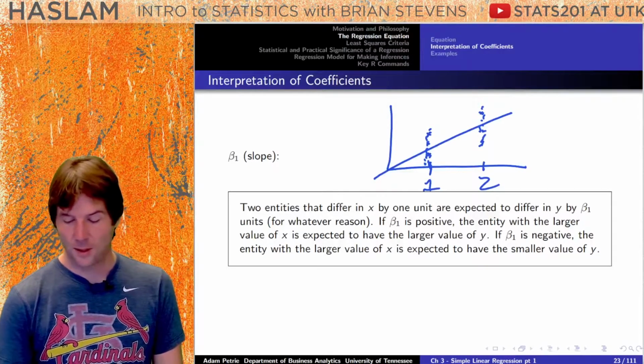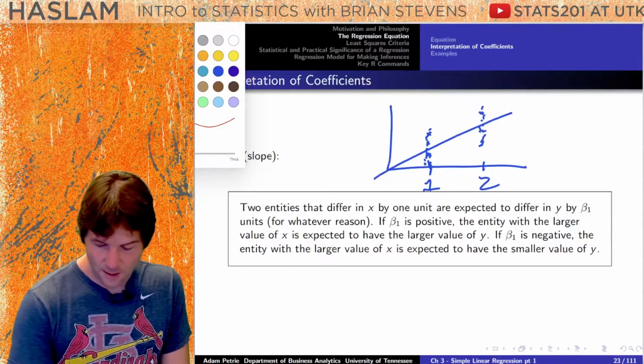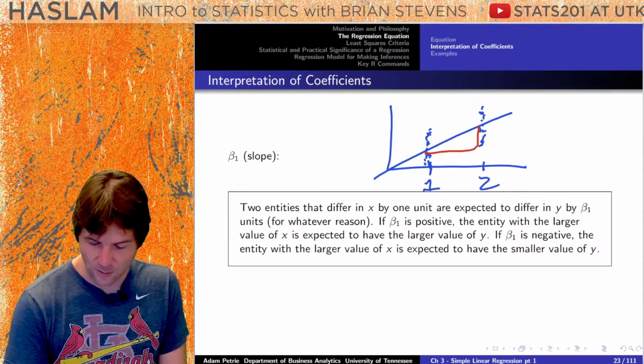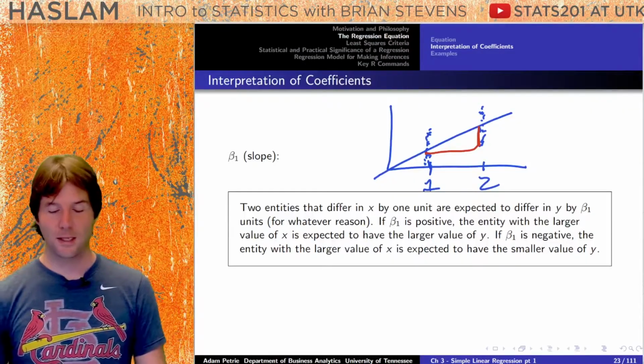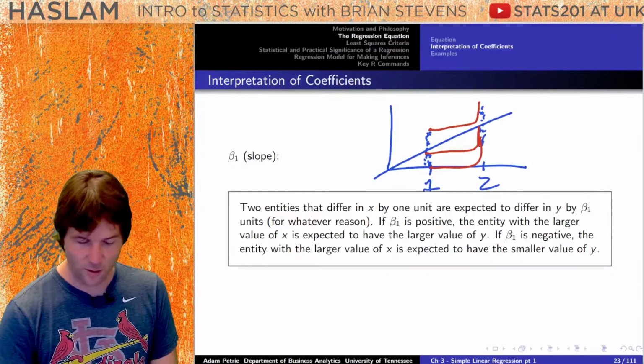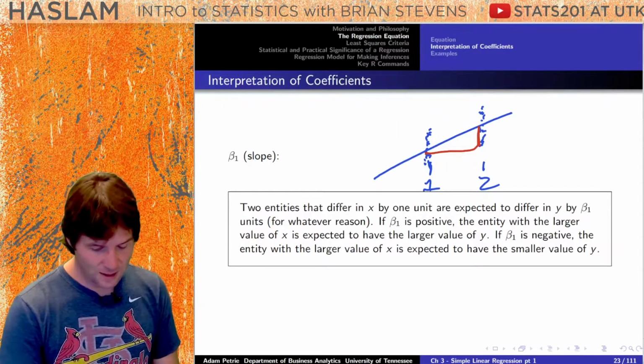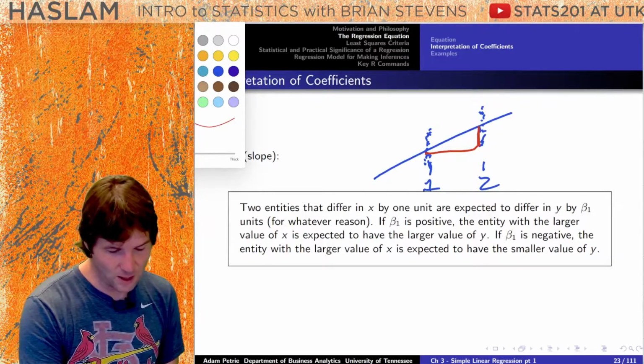Now if you look, two individuals are expected to differ by this amount when they differ by 1 unit of x. That is the expected difference. Like, hey, these people right here also have that difference. These people right here also have that difference. But a key thing to point out is that difference is not always there.